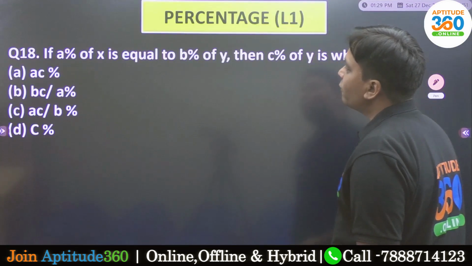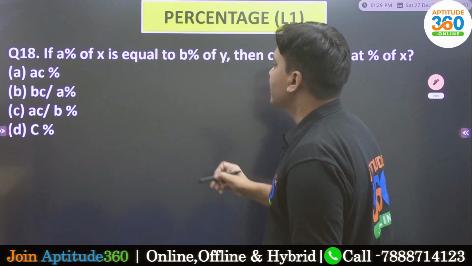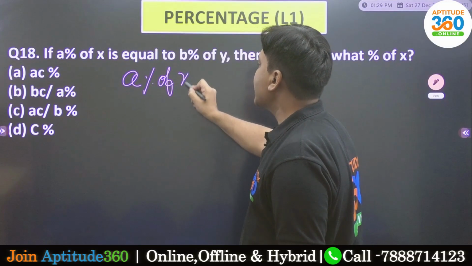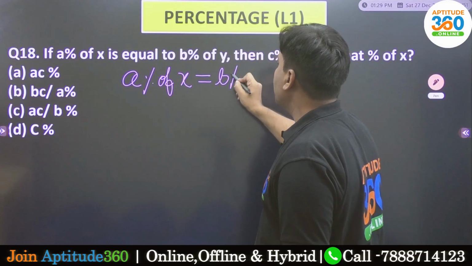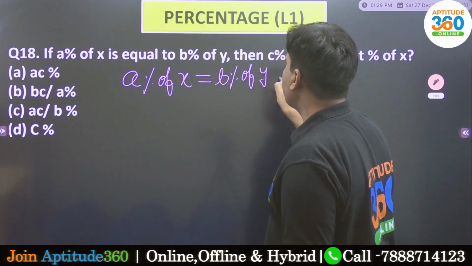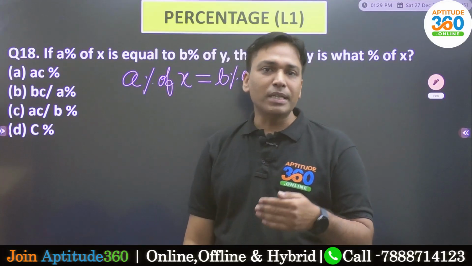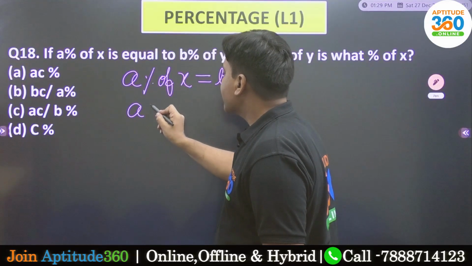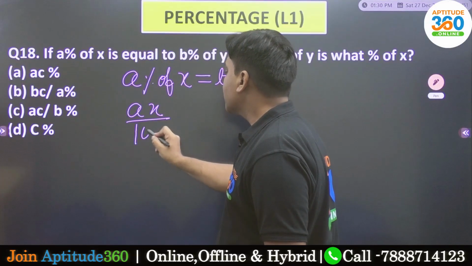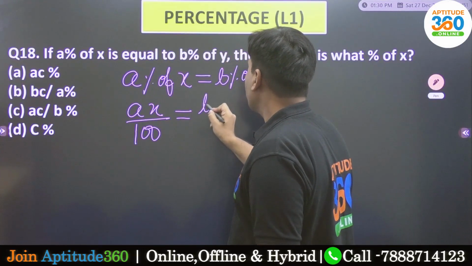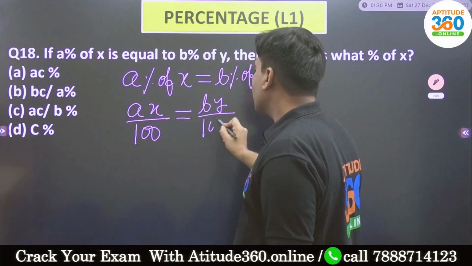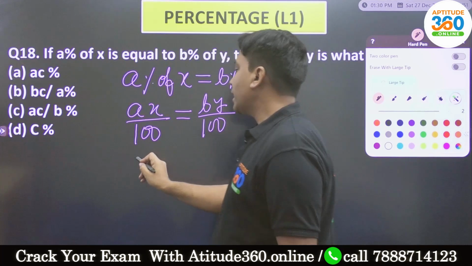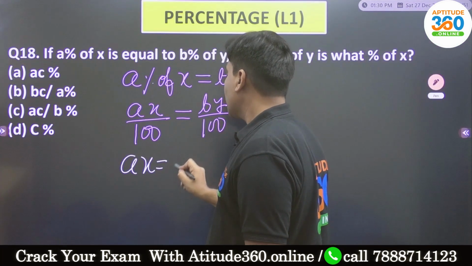If a% of x is equal to b% of y, and what is the meaning of percentage? Mathematically, percentage means 1 by 100, isn't it? So what can I write? This is ax upon 100 and by upon 100. 100 and 100 are gone. What are we left with? We are left with ax is equal to by.